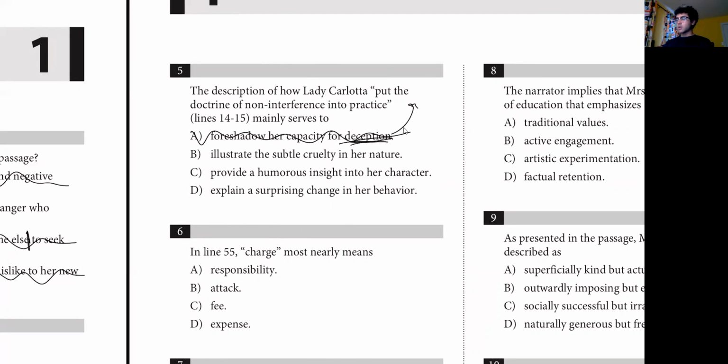B, illustrate the subtle cruelty in her nature. It's not subtle cruelty, because this was just a one-time thing. She only did it once, and she's not cruel in her nature, because this is the only instance in which this has happened.